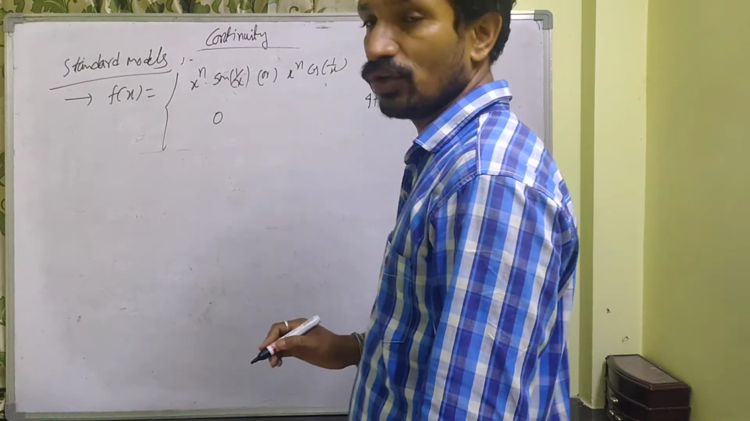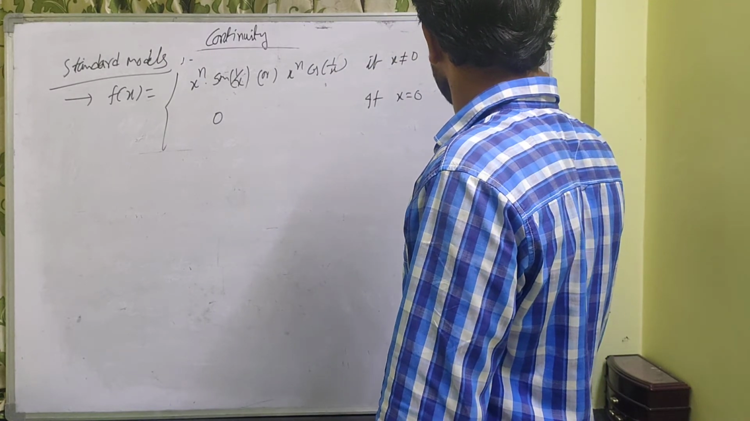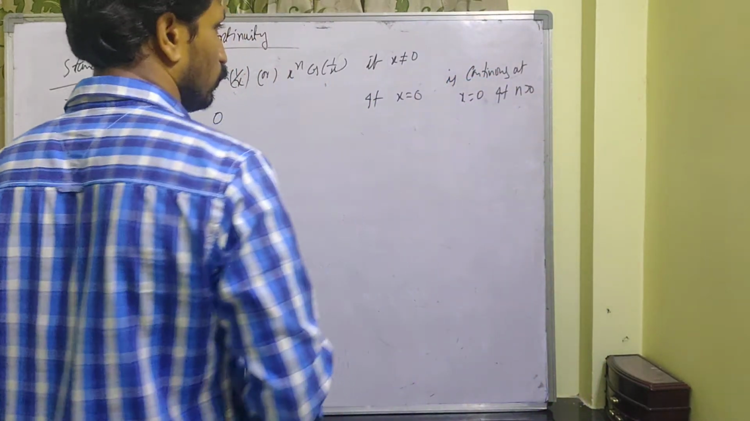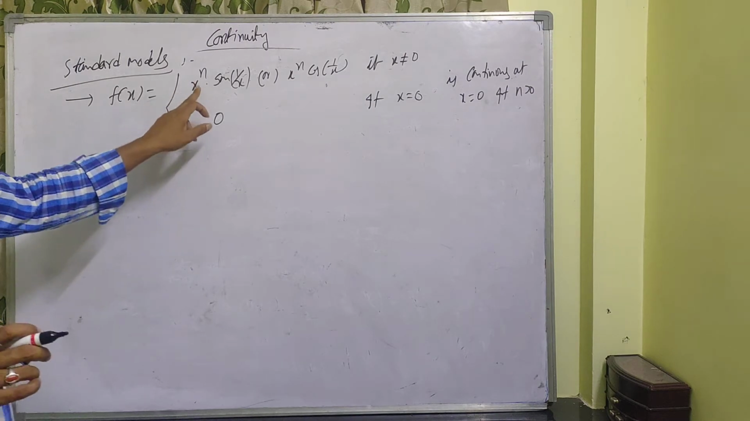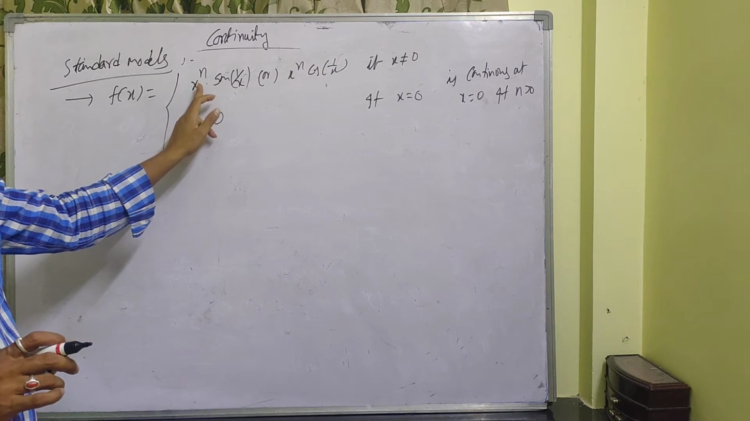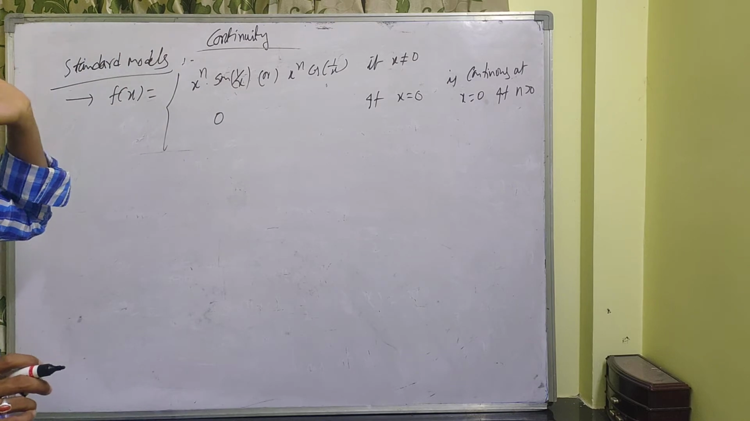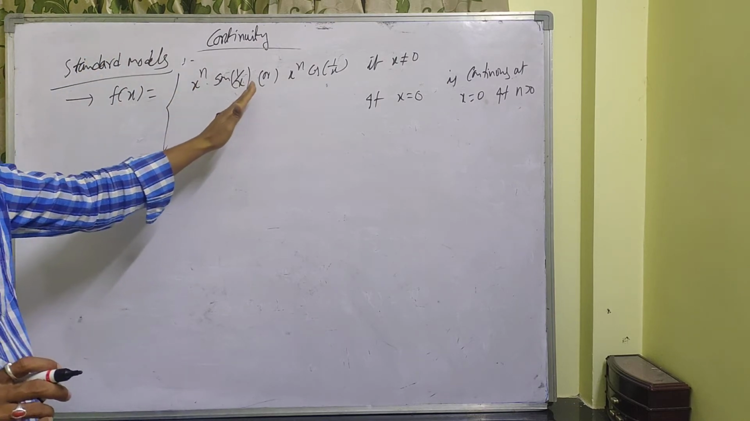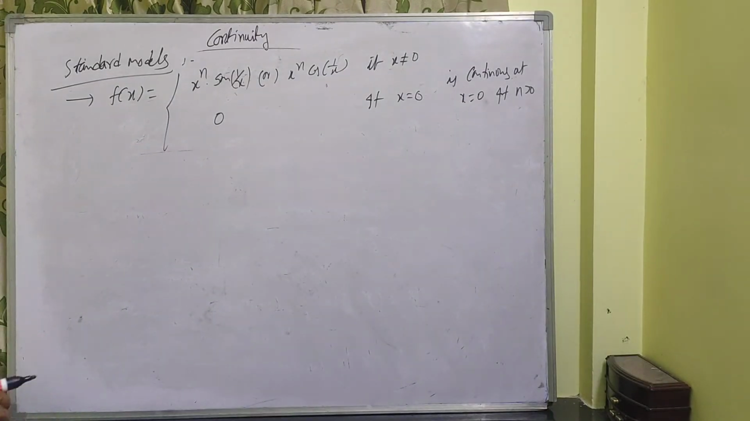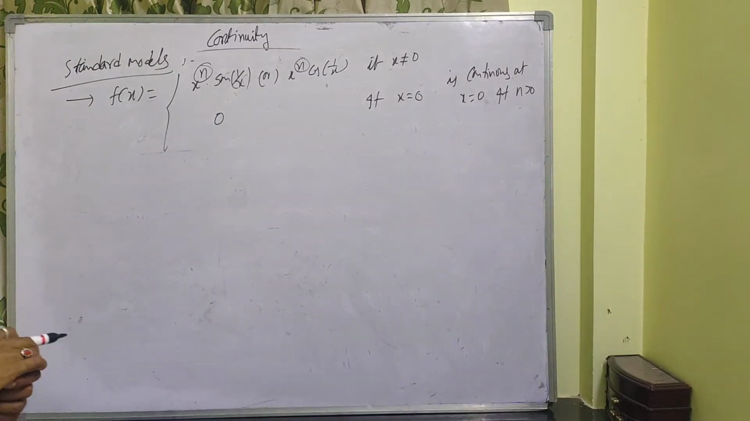it is always continuous at x is equal to 0 if n is greater than 0. So it should be greater than 0. So if we take x square into sine 1 by x, x cube into sine 1 by x, whatever power more than 0, this will be always continuous at x is equal to 0. Here you have to observe again whether n is positive or not.